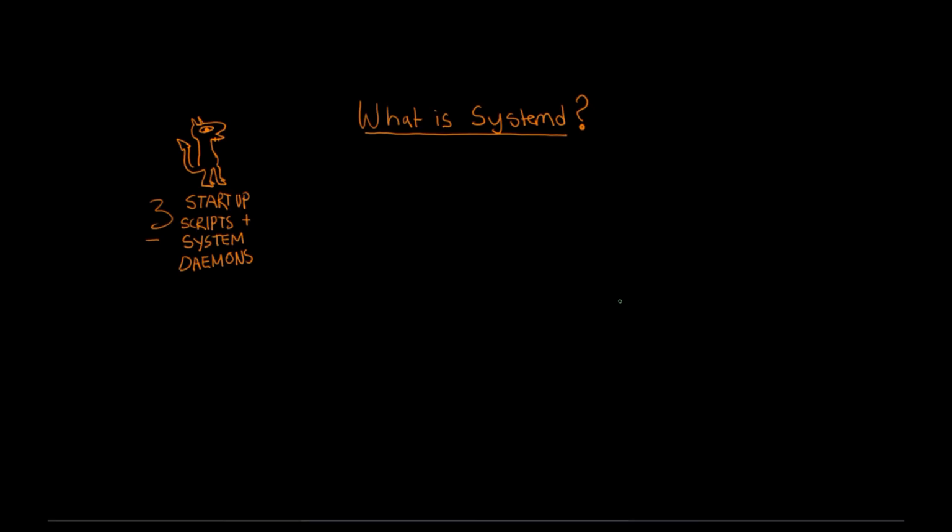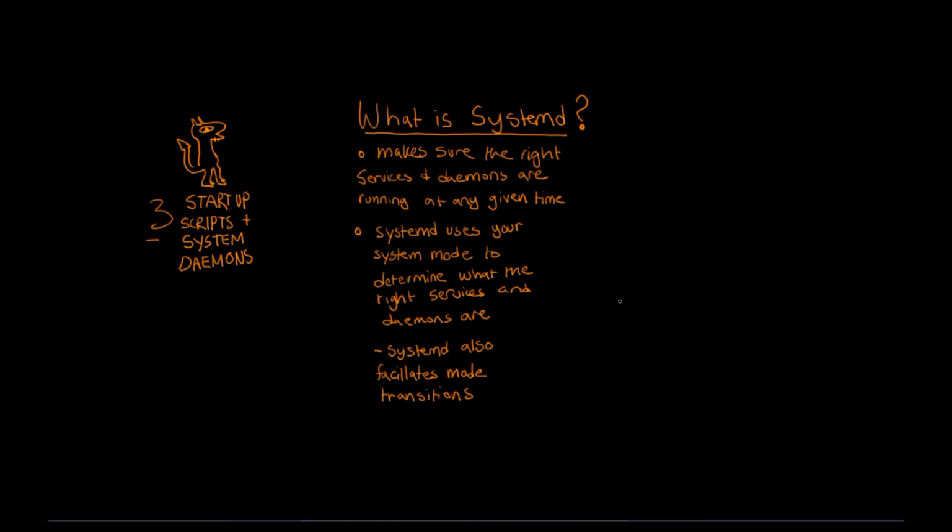The final stage in the boot process is executing startup scripts. Modern systems use something called SystemD to do this. So, what is SystemD? SystemD performs a number of crucial system tasks, but its main job is ensuring that the system is running the right services and daemons at any point in time. To know which services and daemons are appropriate, SystemD checks your system's current mode. Different modes start and stop different services and daemons, and SystemD facilitates these transitions.